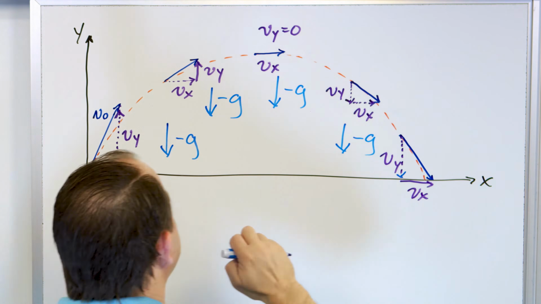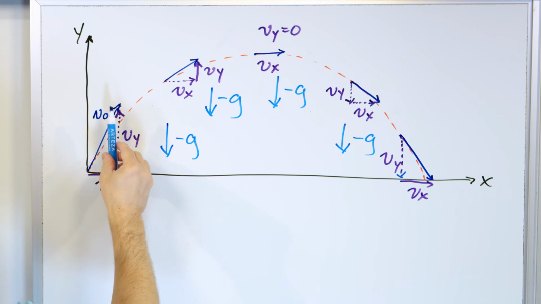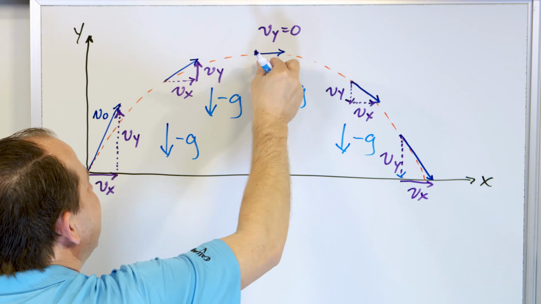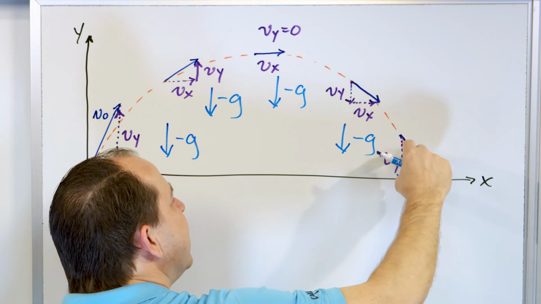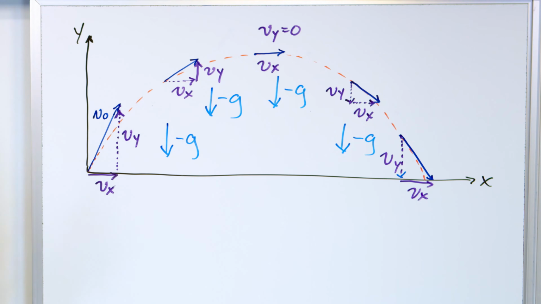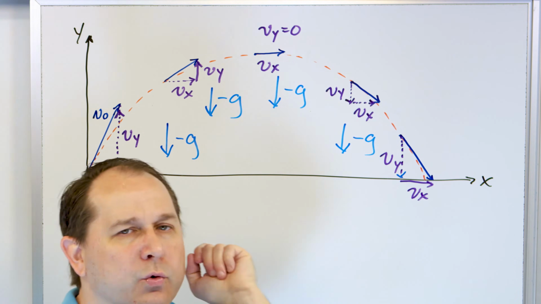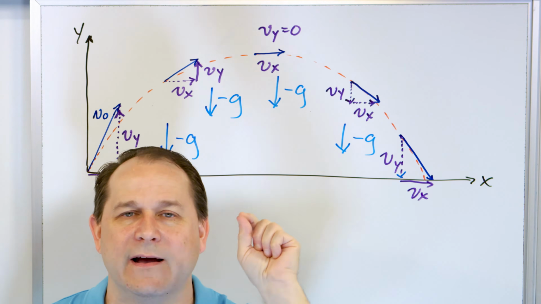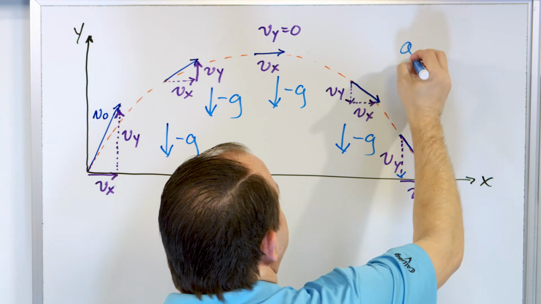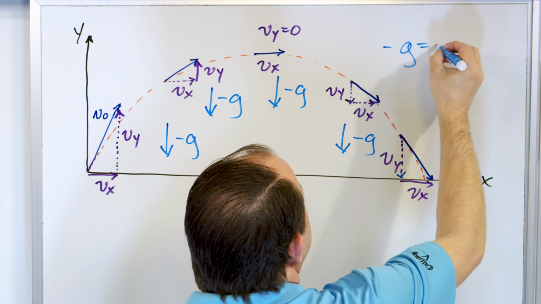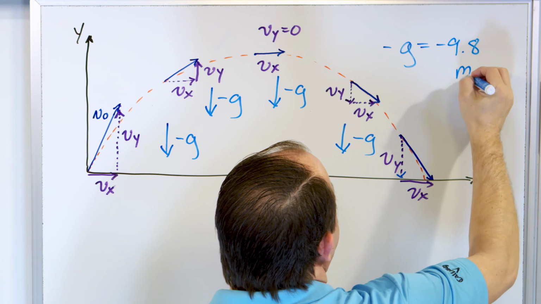It's down but larger. So the vertical part of the speed is very large, then smaller, then 0, then turns around, small, pointed down, and then larger. Why is that? It's because gravity is acting downward. Remember, what is gravity? G. 9.8 meters per second squared, right? G is negative 9.8 meters per second squared.